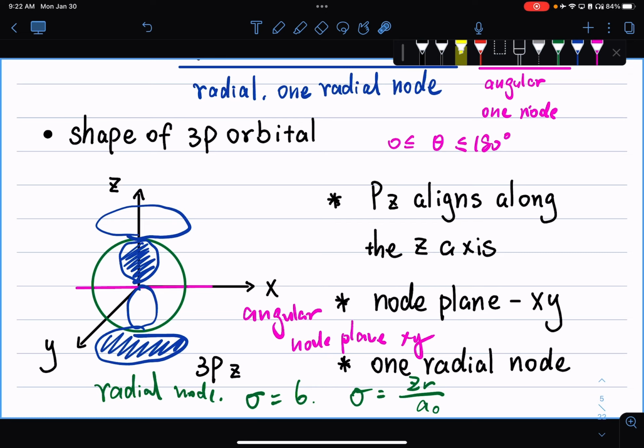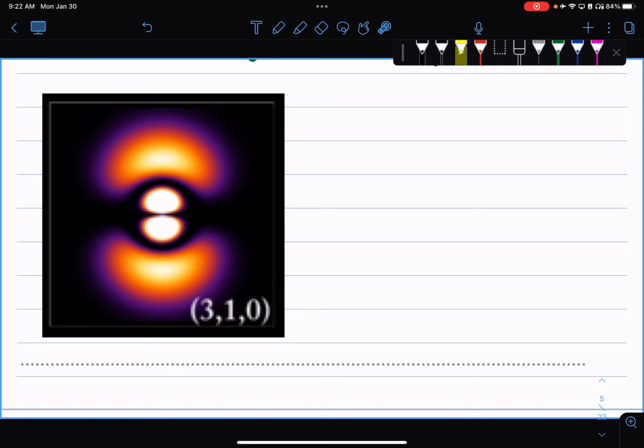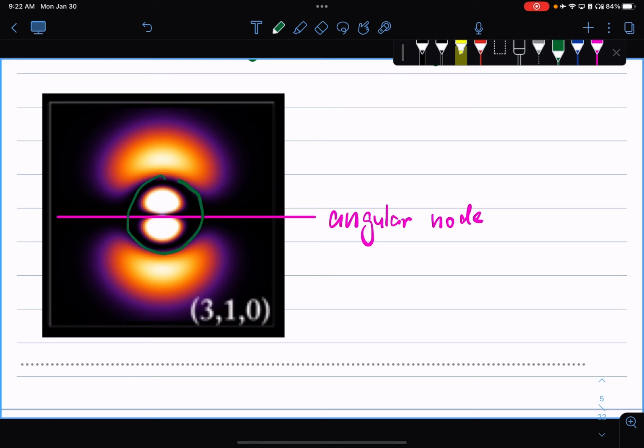So here is the drawing of the atomic orbital, and we also have the contour plot. What we have here is the same idea. In the middle, we have our angular node plane, and then we have our radial node at a given radii. And this is a probability contour, so we don't have shading.